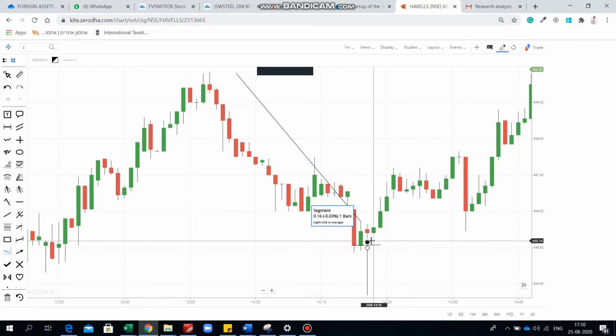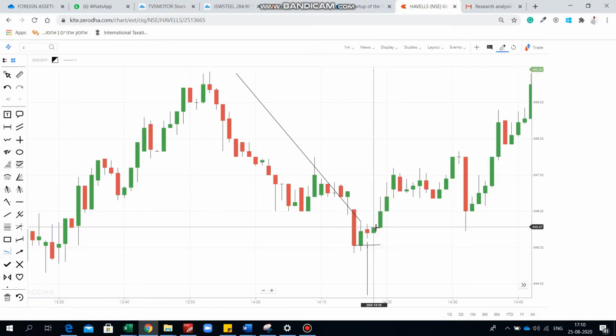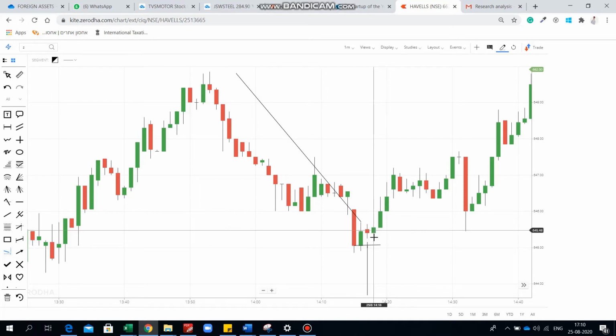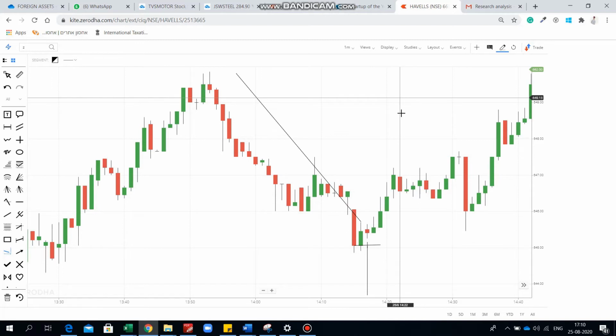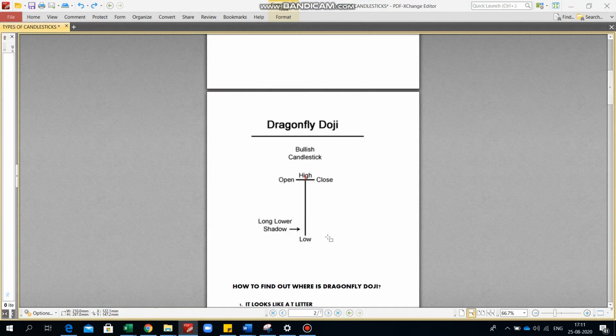So after this Doji, let's say the next candle is green and closing after this point, then you can buy right here and expect the prices till here as well, depending upon the risk and profit you want to take. So this is known as Dragonfly Doji.